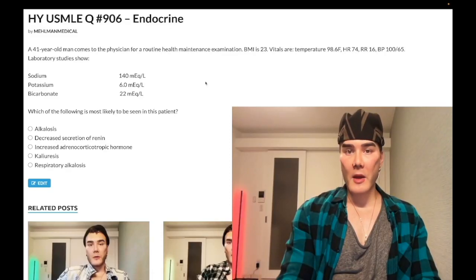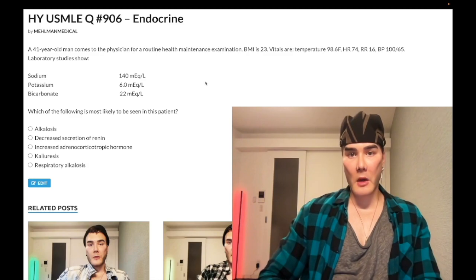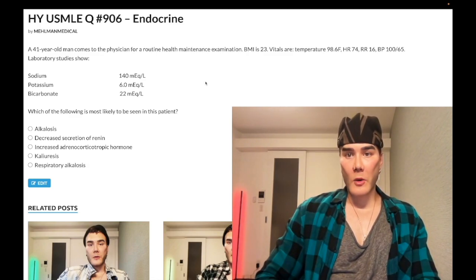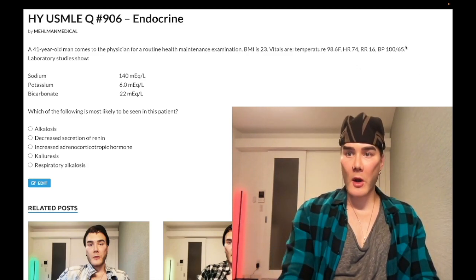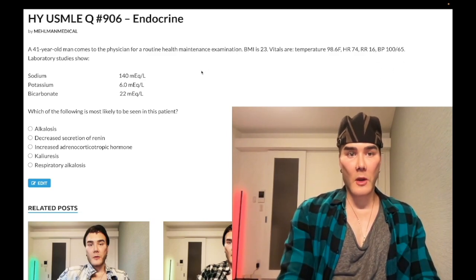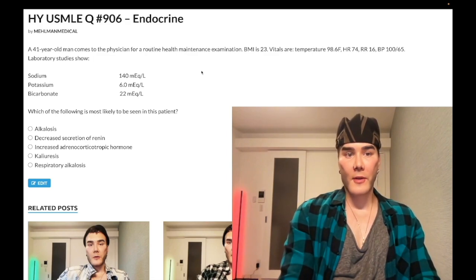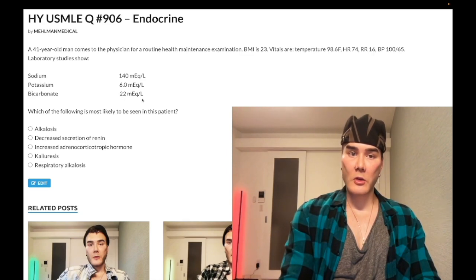How's it going, guys? We have a past level question for endocrine, physio, Step 1, internal medicine, 2CK. A 41-year-old man, health maintenance examination, BMI 23. His blood pressure is 100 over 65, which is slightly lowish. Laboratory studies show sodium normal at 140, should be 135 to 145. Potassium elevated at 6, should be 3.5 to 5. Bicarb is slightly at the lowest end of normal, so 22 to 28.